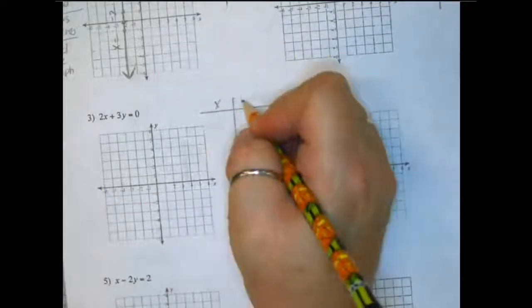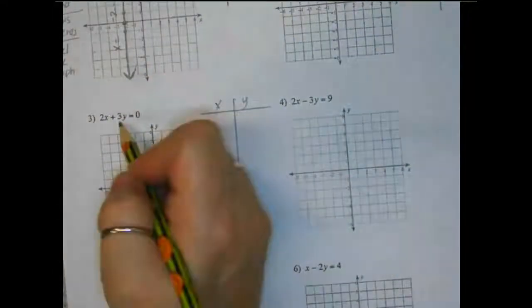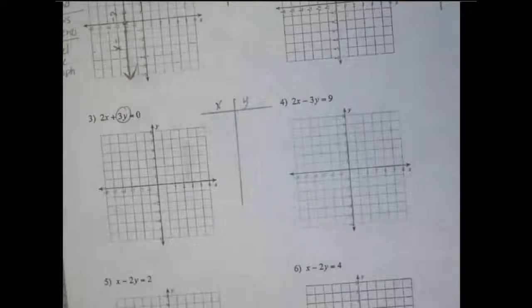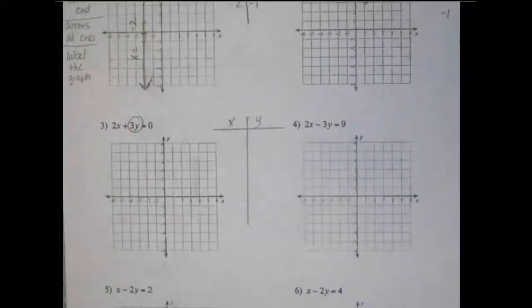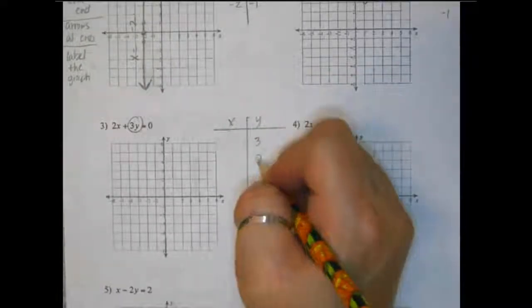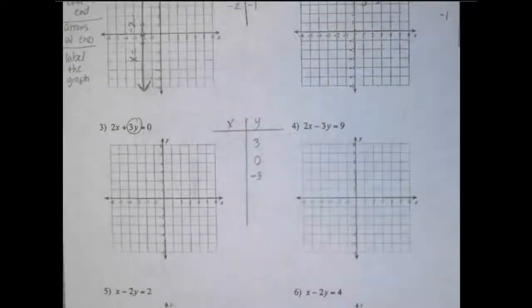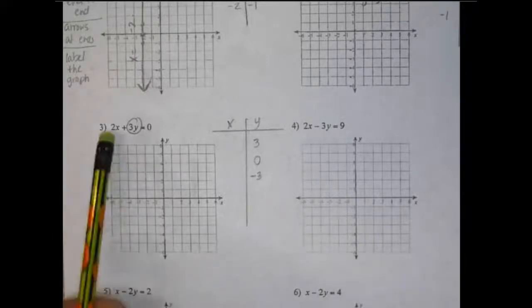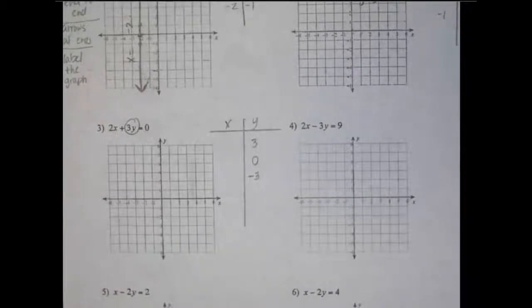Here's my x and here's my y. I'm going to look at the coefficient of y. What is the coefficient of y? 3. So I'm going to say 3, 0, and -3. Look good? But how do I find these numbers then? Anybody have a clue? Yes.